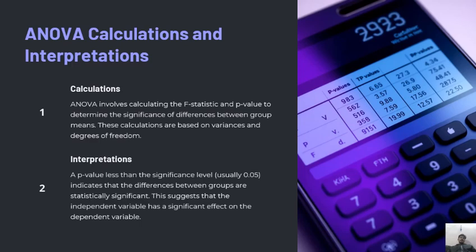ANOVA calculations and interpretations. Calculations. ANOVA involves calculating the F statistic and p-value to determine the significance of differences between group means. These calculations are based on variances and degrees of freedom. Interpretations: a p-value less than the significance level, usually 0.05, indicates that the differences between groups are statistically significant. This suggests that the independent variable has a significant effect on the dependent variable.